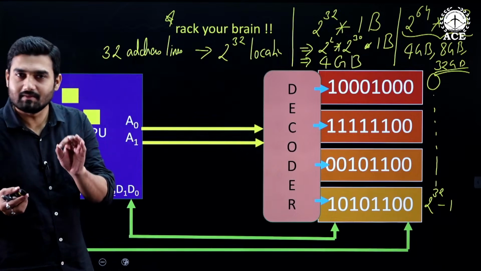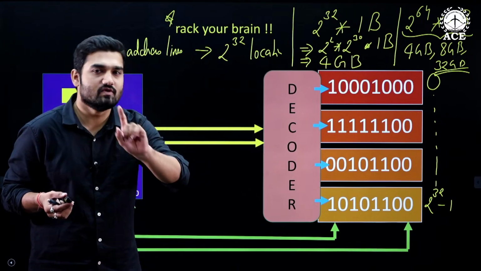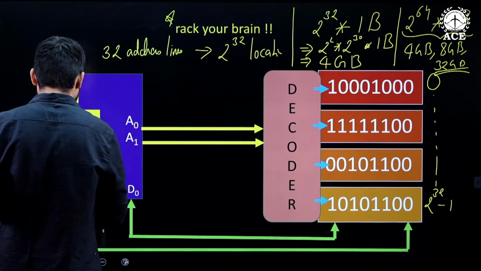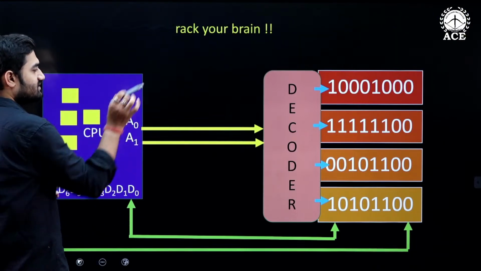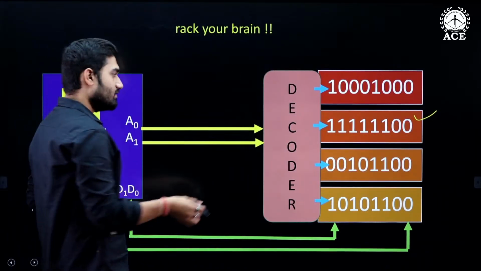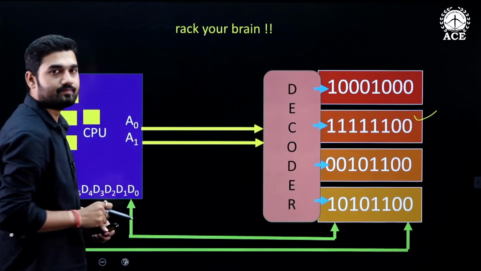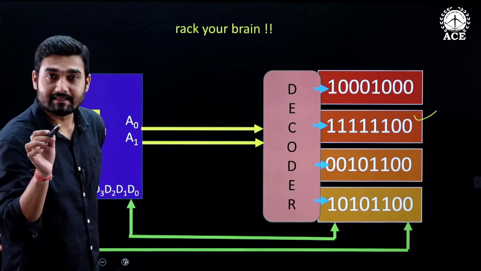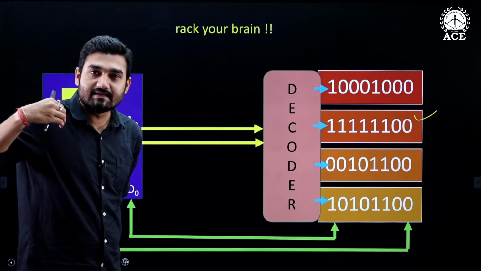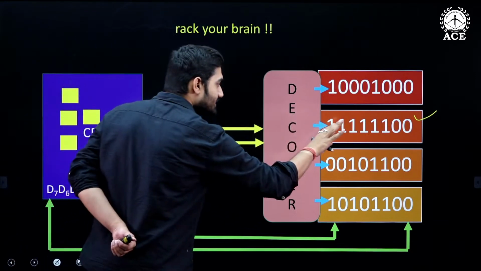Now let me tell you one process from CPU to memory. You understood everything, so just one small scenario. Let us say I want to access this particular row, and I want to take the data from memory to CPU. The moment you take data from memory to CPU, that is known as read. The moment you give data from CPU to memory, that is known as write.